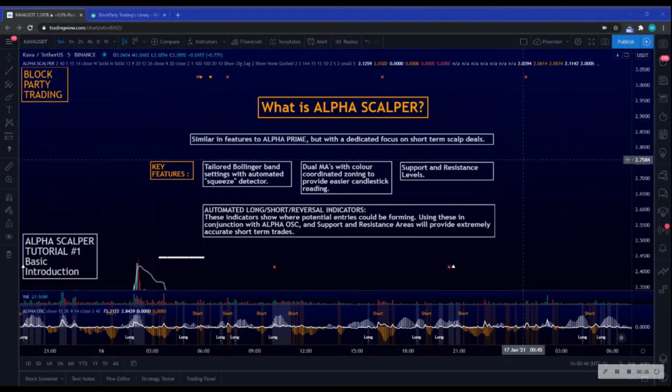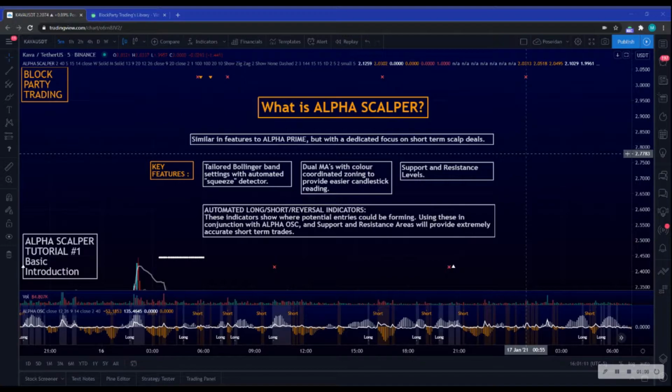So what is Alpha Scalper? It's very similar to Alpha Prime, to be 100% honest with you, with a couple of tweaks here and there, a couple of missing features. You're not going to see as much trend line stuff. I believe you can turn that on if you really wanted to, though. But in general, it's Alpha Prime focused on short-term scalp deals.